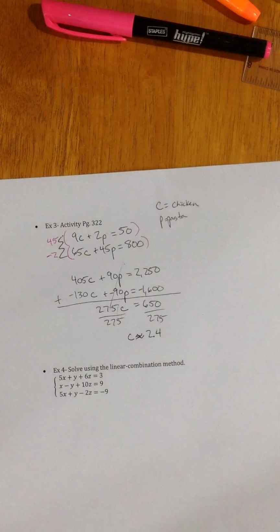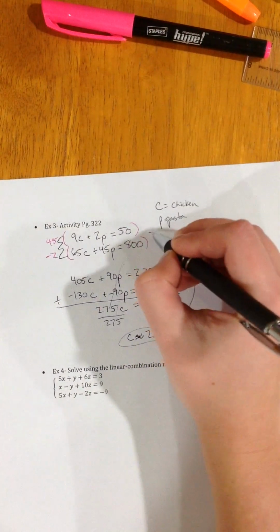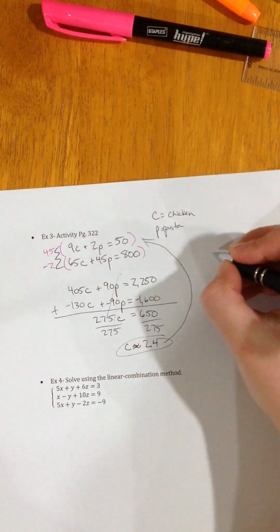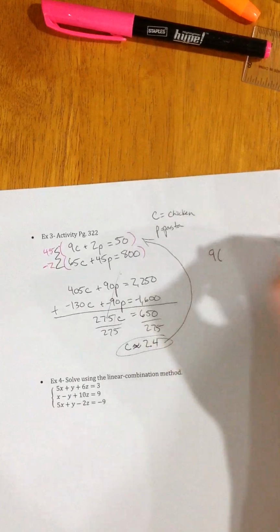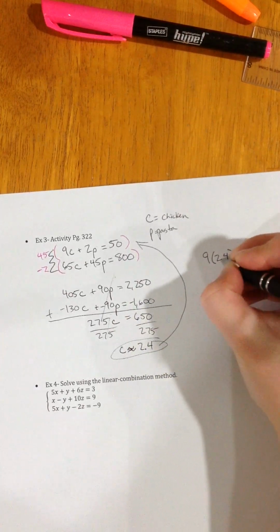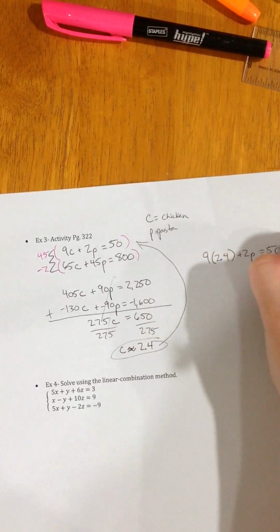And then again, same as what we were doing before, we take the value we just found, take it back up to one of the top equations and plug it in. I'm going to go with the 9C one, so I'm going to go 9, and then instead of the C, approximately 2.4 that we just found, plus 2P is equal to 50.